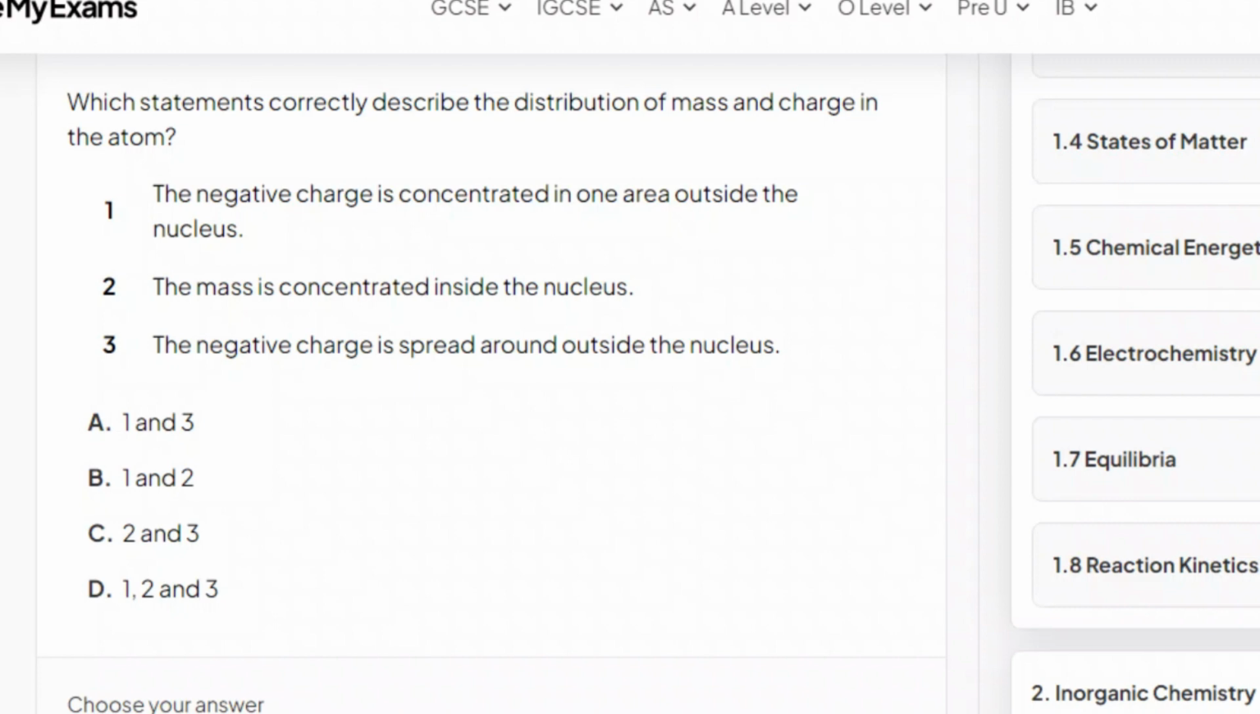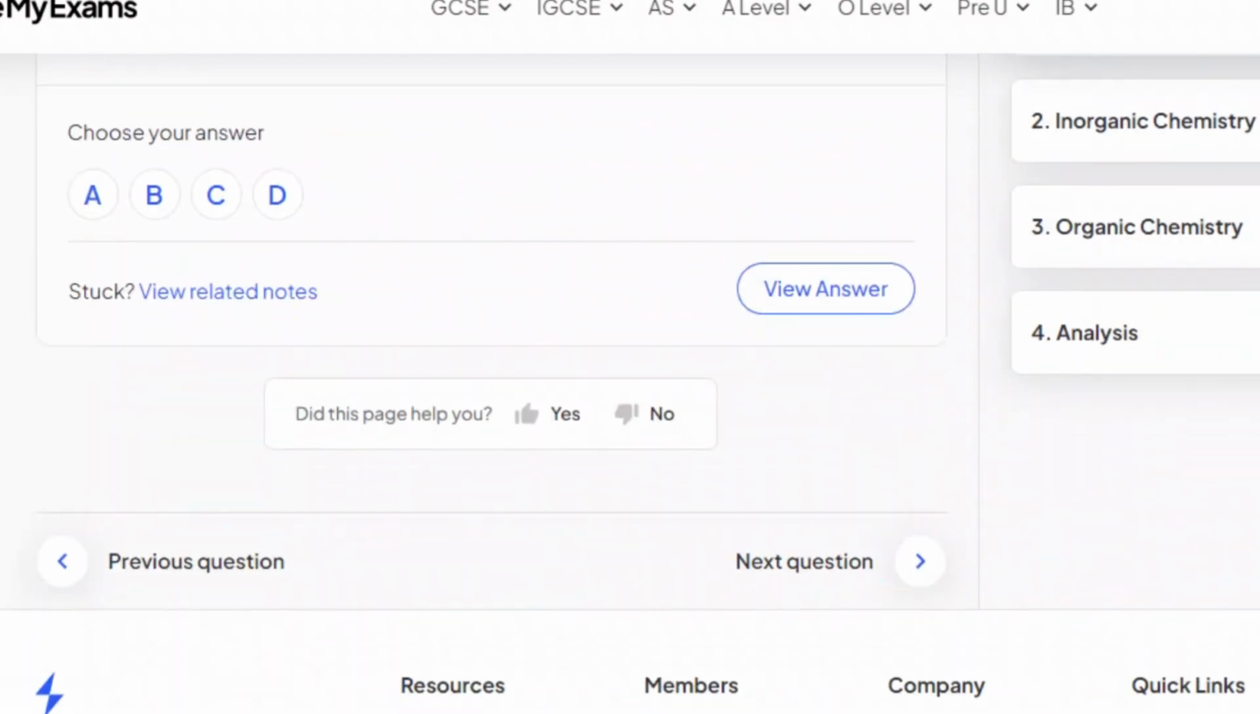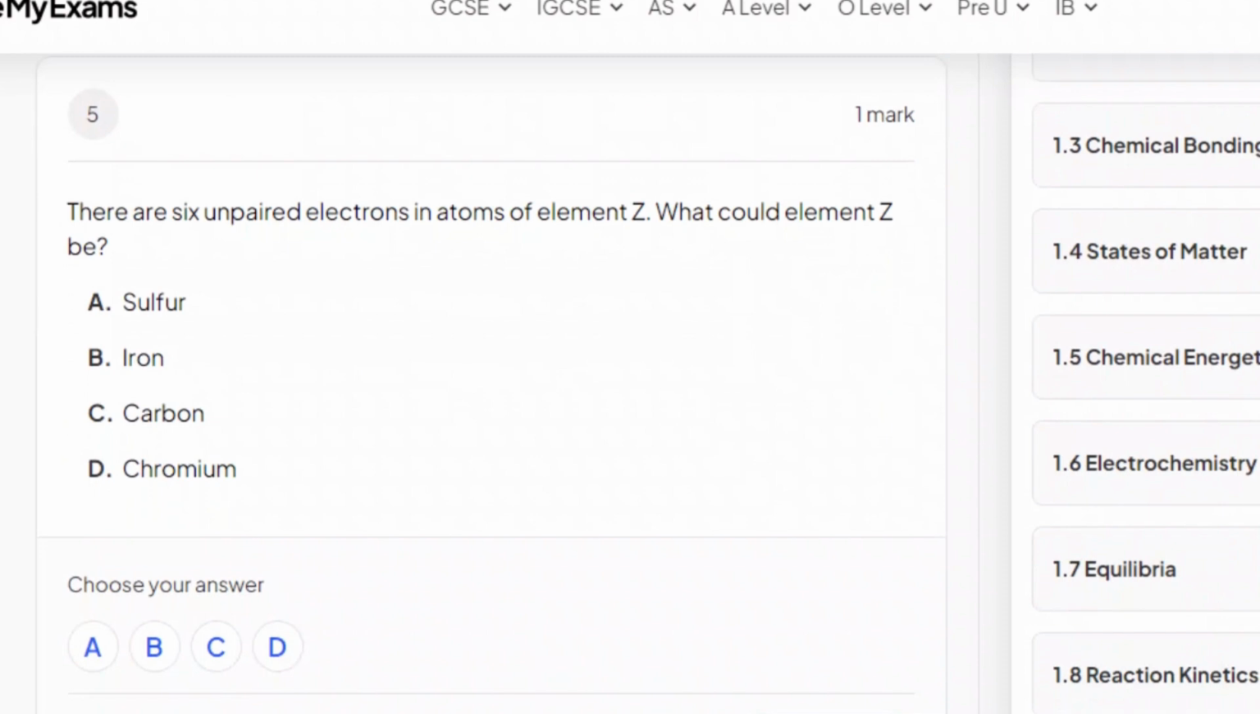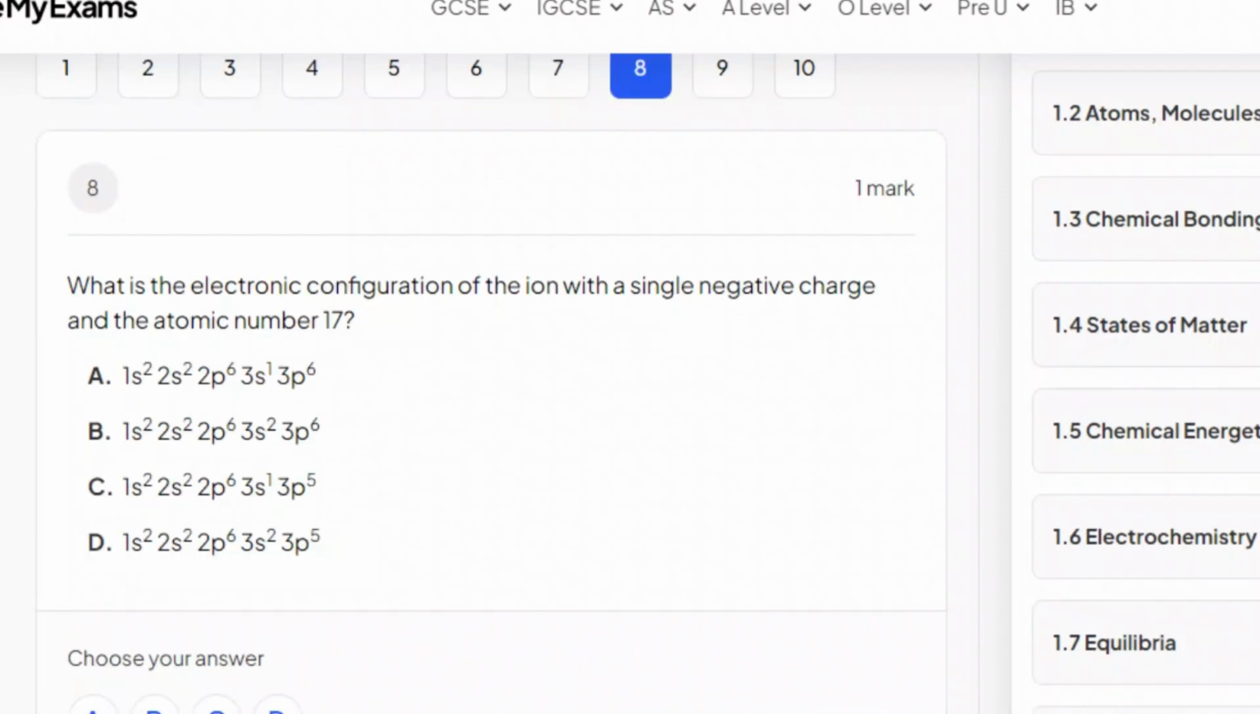So now, which statements correctly describe the distribution of mass and charge in the atom? So now, the negative charge is concentrated in one area outside the nucleus. The mass is concentrated inside the nucleus. That's correct. The negative charge is spread around the outside of the nucleus. That's correct as well. So it's going to be 2 and 3. So that's C.